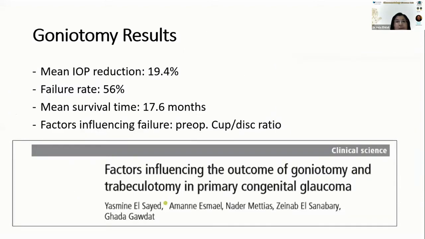There's another study coming out of Cairo University that Yasmine touched on before, and the failure rate was 56% with a mean survival time of 17.6 months.